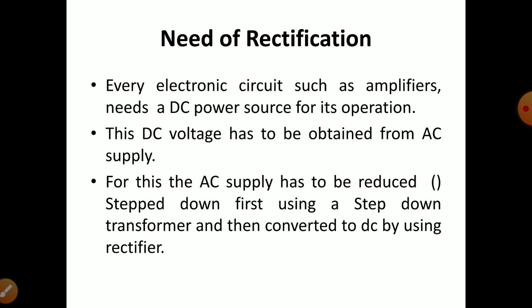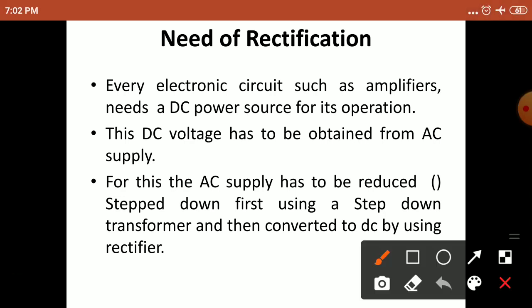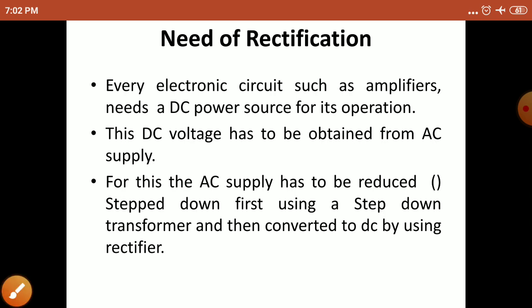For this, the AC supply has to be reduced, stepped down first using the step down transformer and then converted to DC by using the rectifiers. From your supply we are getting around 230, 440 volts, 11 kilovolts, based on which line we are talking. From the generating stations to transmission, they are transmitting in terms of kilovolts.